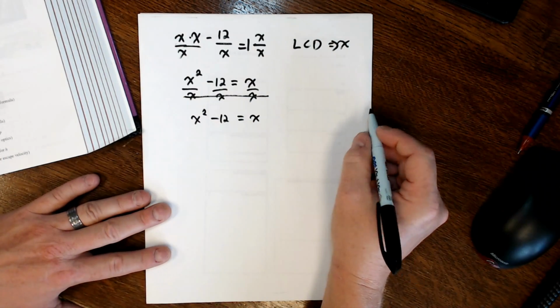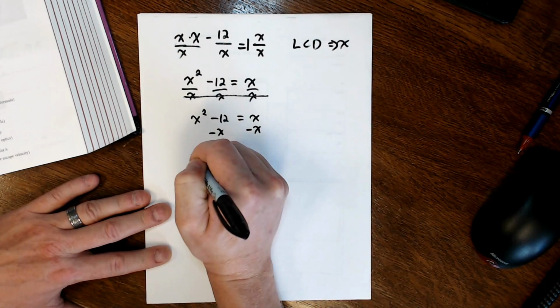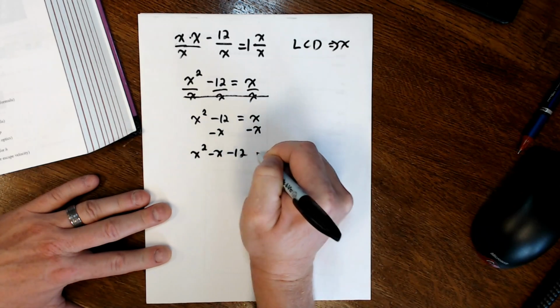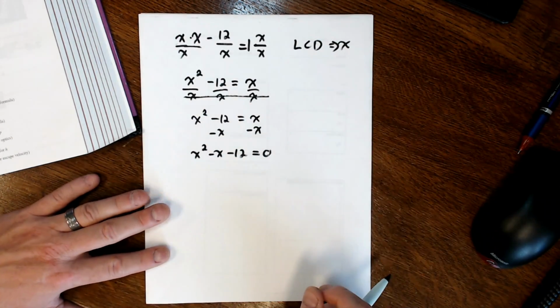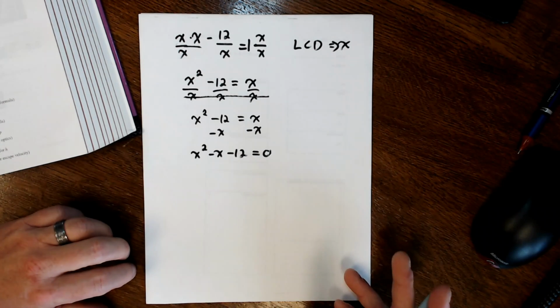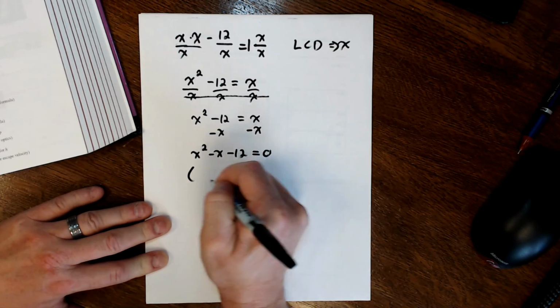This looks like it's going to be a quadratic. I'm going to subtract x from both sides here. I'm going to set it up so I have x squared minus x minus 12 is equal to 0. At this point, I could factor it, complete the square, or use the quadratic formula. I'm going to try factoring it.